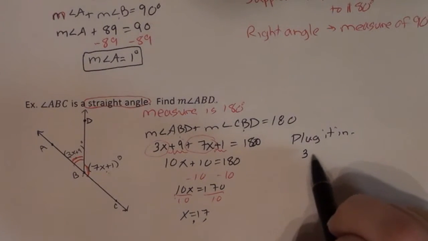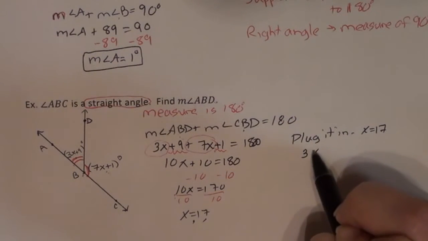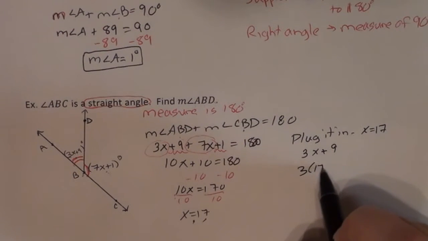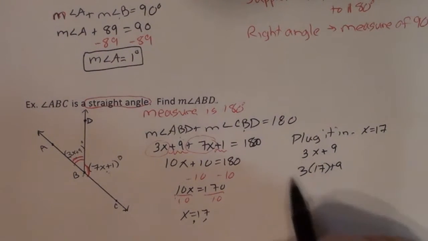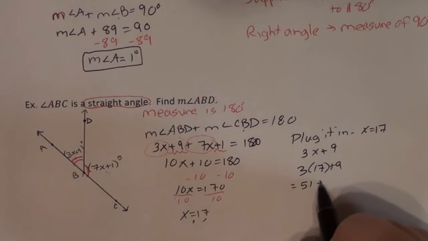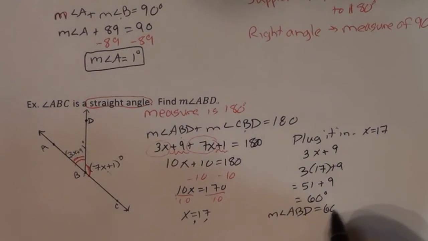So we want to plug x equals 17 into 3x plus 9. So 3 times 17 plus 9. 3 times 17, that's 51 plus 9, 60 degrees. The measure of angle ABD is 60 degrees.